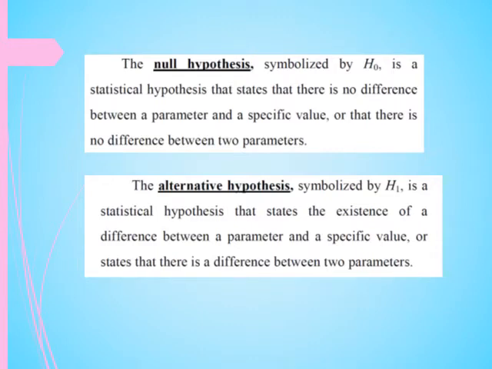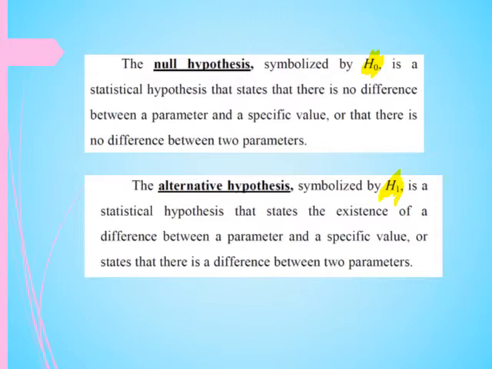First, we will define the null hypothesis, which is symbolized by capital H and subscript zero, like this. This is the symbol for the null hypothesis. It is the statistical hypothesis that states there is no difference between the parameter and a specific value, or there is no difference between two parameters. And the alternative hypothesis, symbolized by H1 like this, is a statistical hypothesis that states the existence of a difference between the parameter and a specific value, or states a difference between two parameters.